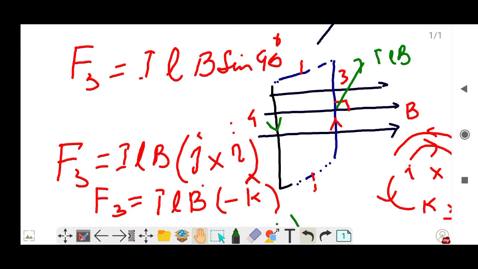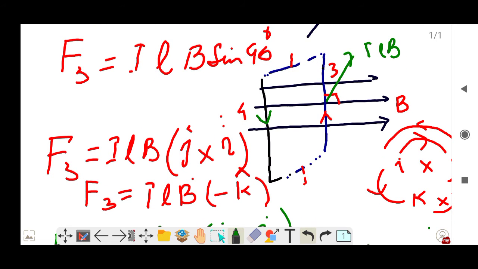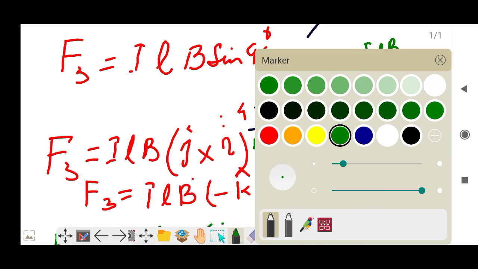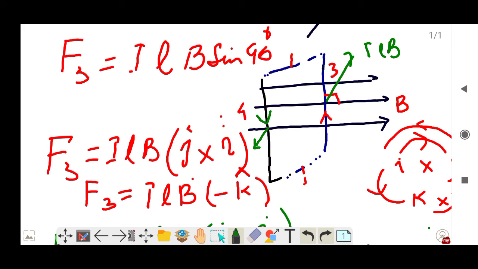Force is coming out this way, out of the paper. Here it is going into the paper. So in order to see what its effect will be, because these are two forces, one going into the paper, the other coming out of the paper, and they are separated by a perpendicular distance. They are not along the same line, so they are going to produce a torque.